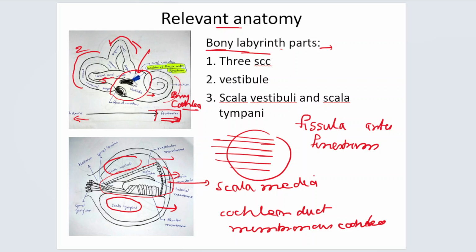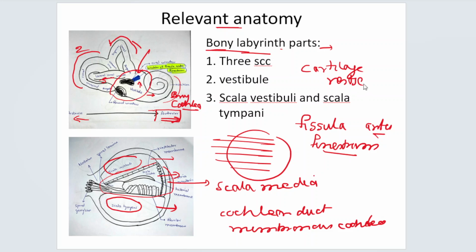This is a part, the blue area that I have marked here, just anterior to the fenestra ovalis, the oval window. So it is just anterior to the oval window. That is where you have cartilage rests.